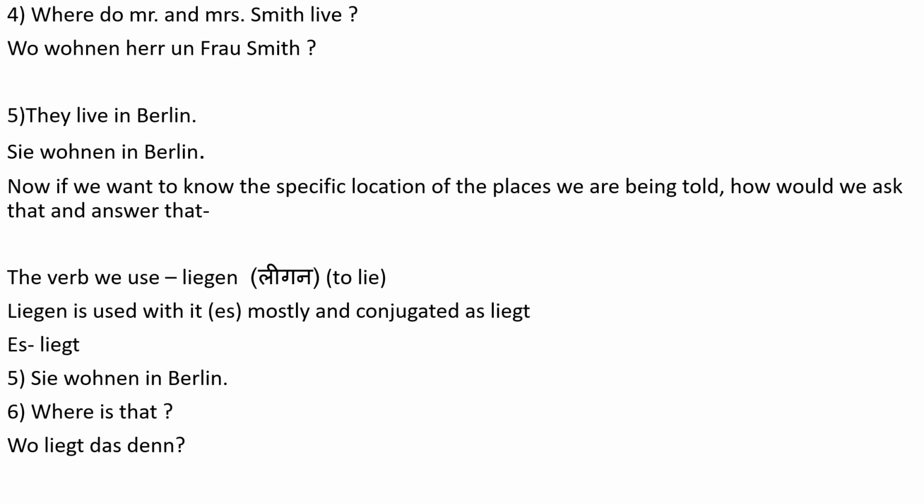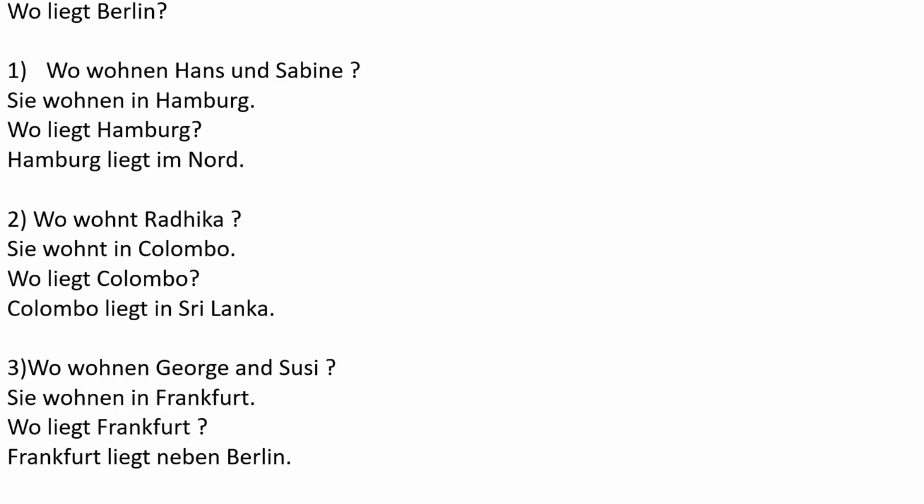Where is that? The answer can be whatever it is. It is in Germany, so es ist in Deutschland. That can be an answer. Now take one more example. Wo wohnen Hans und Sabine? Where do Hans and Sabine live? Sie wohnen in Hamburg. They live in Hamburg. Wo liegt Hamburg? Where is Hamburg? Hamburg liegt im Norden. Hamburg lies in the north.